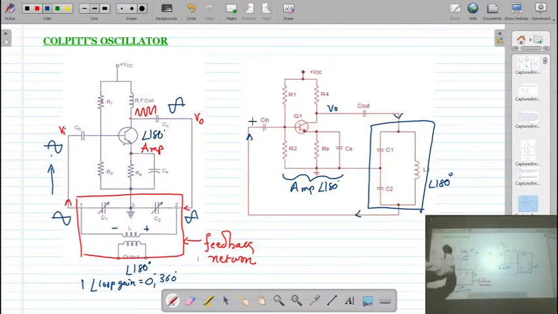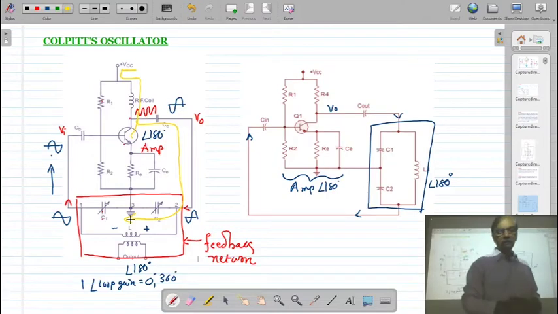So basically what will happen when we switch on the power supply, when we apply a DC voltage to the amplifier circuit, then a transient current is going to be produced. Due to this supply, there will be a flow of current through this RFC, and this current will also pass through this capacitor and enter into this tank circuit. So this is going to charge the capacitor, and the transient current is going to flow.